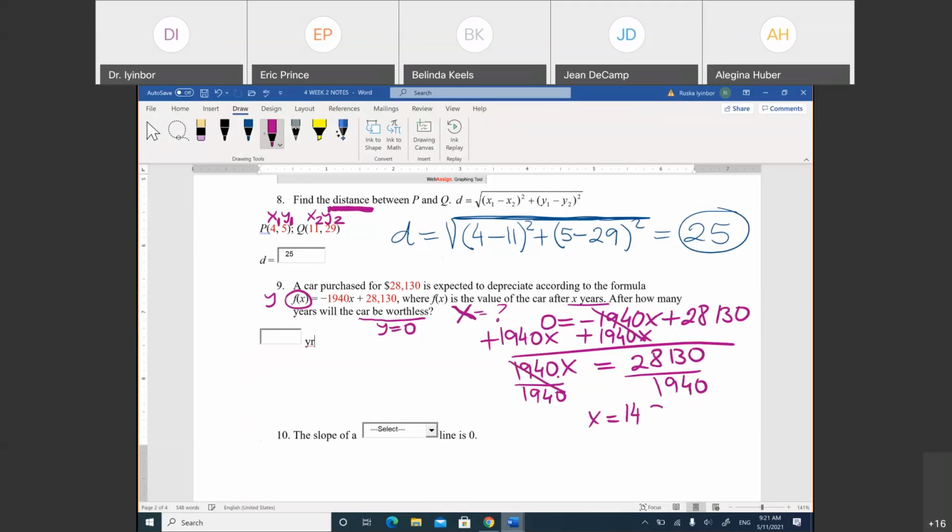I get 14.5 years. Okay? And that's what you're going to put in the box here. You're going to put 14.5. Okay? Any questions?